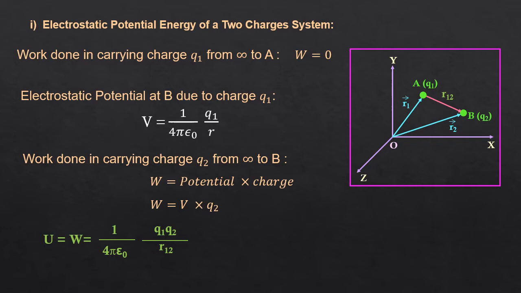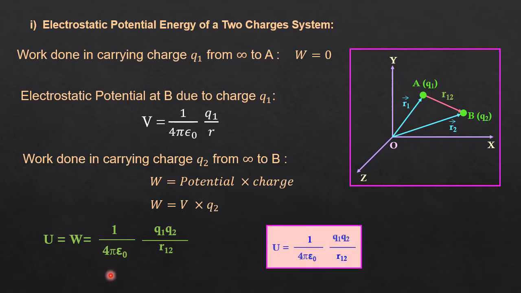Now if we calculate the total work done, we will get the total potential energy. In the first step, to bring charge q1 from infinity to A, the work done is 0. To bring the charge q2 from infinity to B, the work done is 1 by 4 pi epsilon naught q1 q2 by r12. So you have to add the first work done and the second work done. Since the first work done is 0, the total work done will be equal to 1 by 4 pi epsilon naught q1 q2 divided by r12, and this will be the potential energy of this system. So you can write U is equal to 1 by 4 pi epsilon naught q1 q2 divided by r12. This is the electrostatic potential energy of a two charge system.